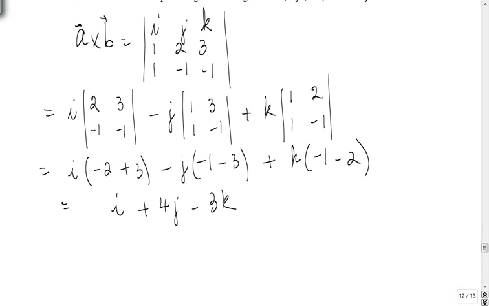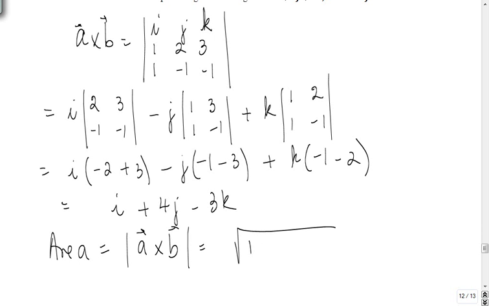Good job so far. And so the area is equal to the length of A cross B, which is equal to the square root of 1 plus 16 plus 9, which is square root 26. Great job. Well done. Any questions?